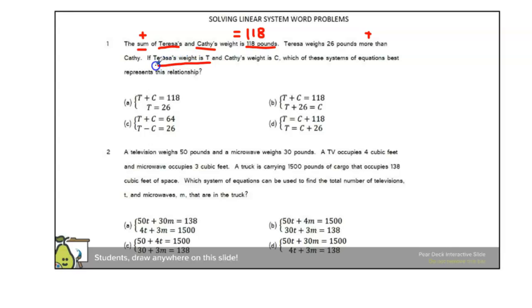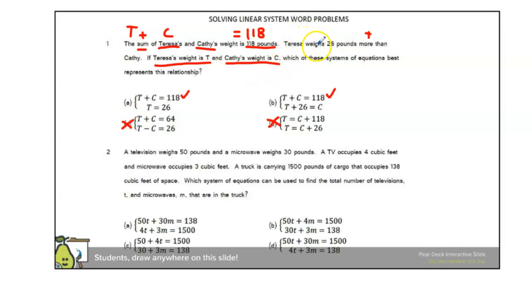Teresa's weight is T. So the sum of Teresa and Kathy's weight is 118 pounds. Well, then that means this should be a T, and then Kathy's weight is C. So the sum of Teresa T and Kathy C is equal to 118. So one of the equations should be T plus C equals 118. This one's good. This one's an incorrect configuration, right? This one says T equals C plus 118, so that's not it. And this one doesn't have anything that looks like 118 in it, so this one can't be it.